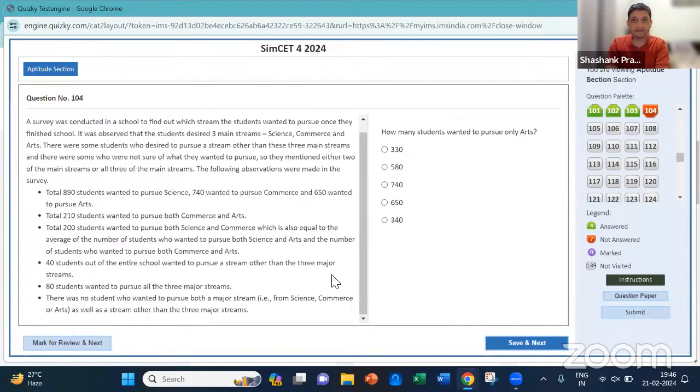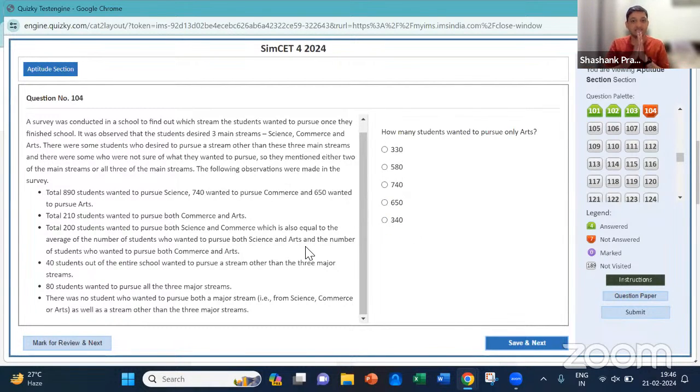Let's see. How many students wanted to pursue only arts? Now this is the difficult one, right? 650 wanted to pursue arts. Commerce and arts is 210. That means 130 is in that two-stream section. Science and arts was how much? Let me look at my own answer. Science and arts was 110, so 30. So 130 and 30 is 260, 260 and 80 is 340, and 650 minus 340 will be 310. So I'll go for 310.